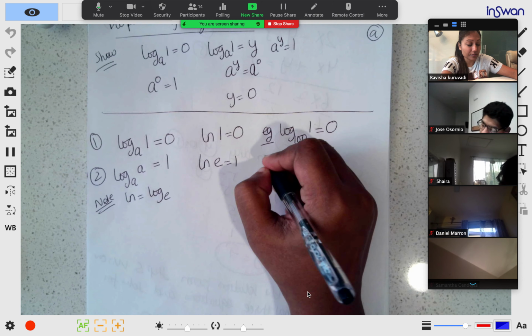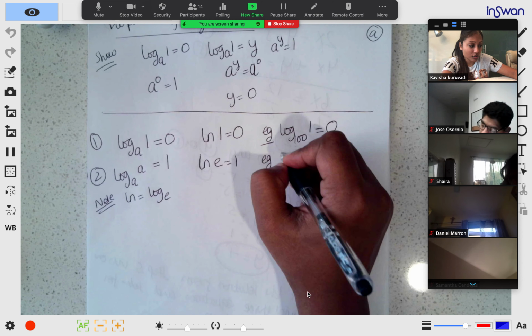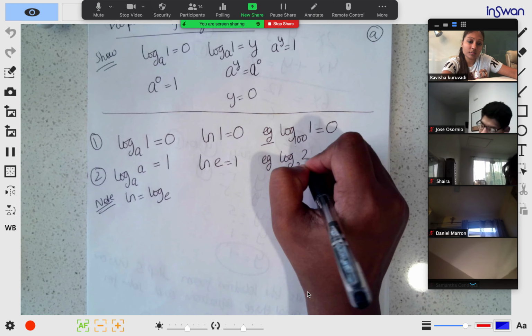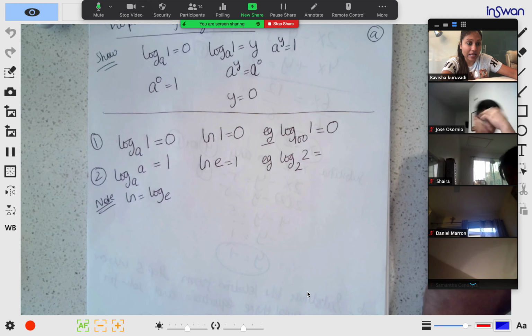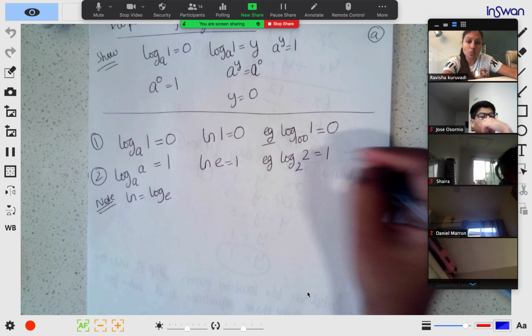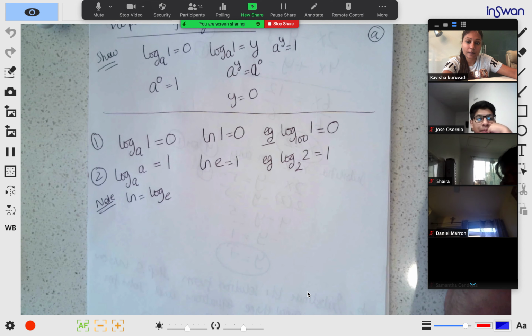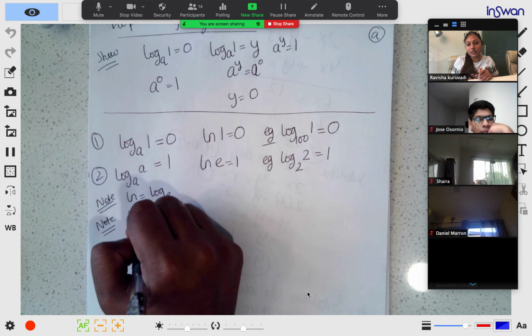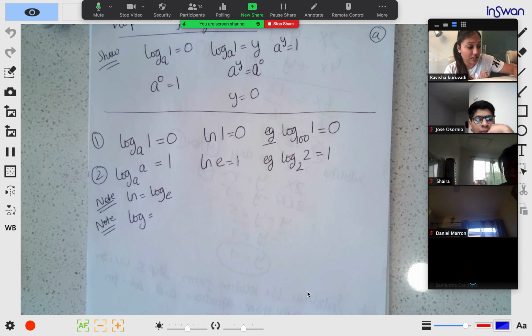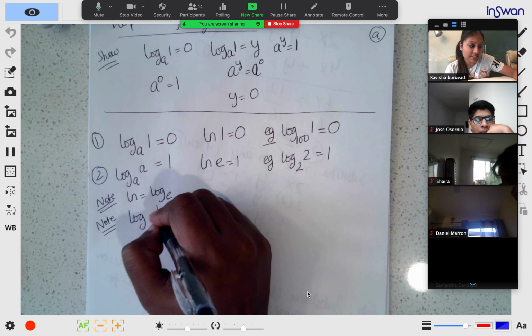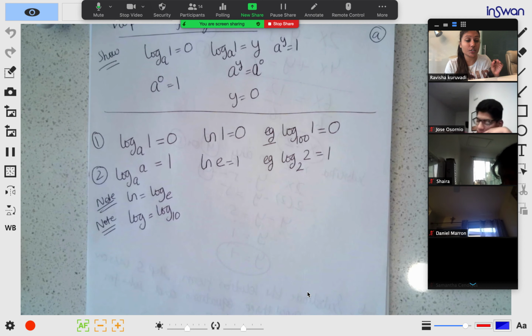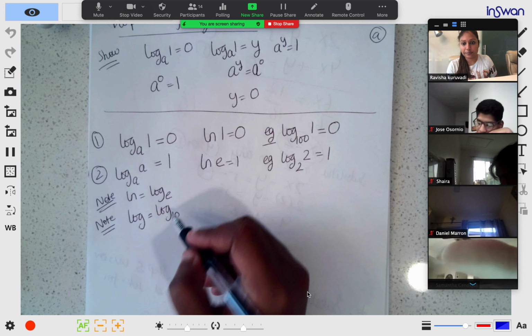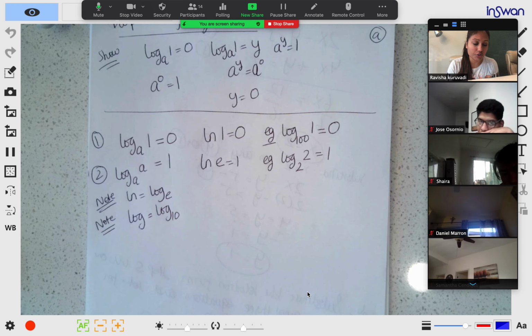Example, I say what is log base 2 of 2. My base and the number are exactly the same here. It comes out equal to 1. Also, one thing you should note: when I just say log, generally I mean the log has base 10. Whenever in the question it's just written log, they mean the base is 10. And whenever they say ln, you should know the base is e.